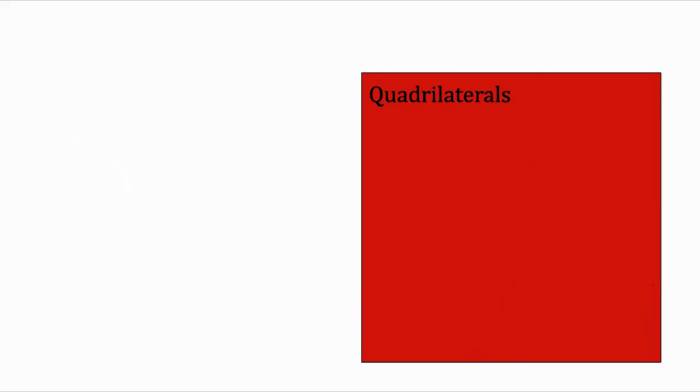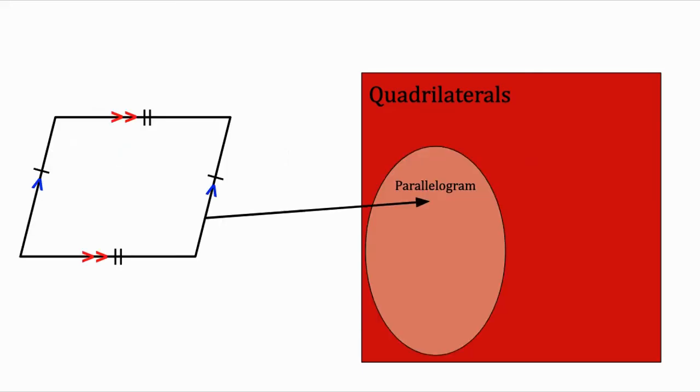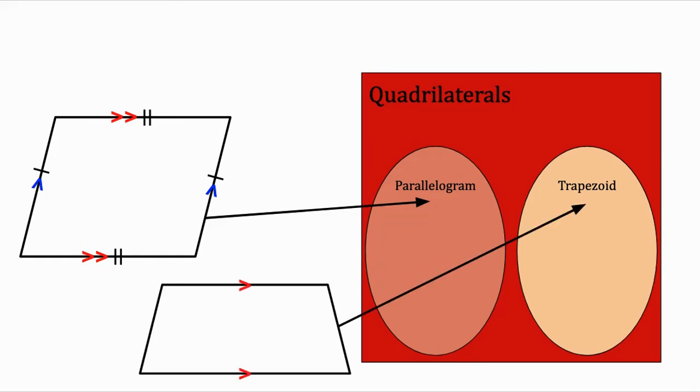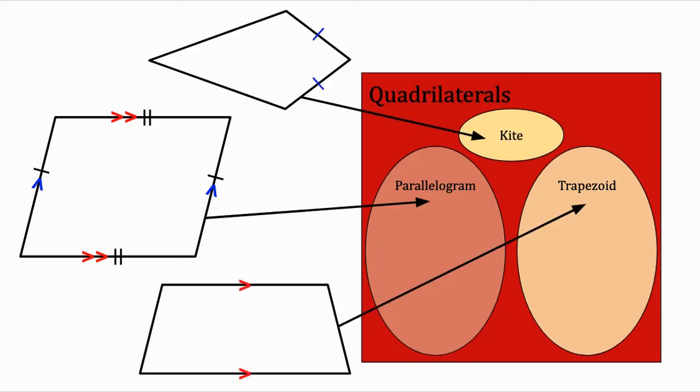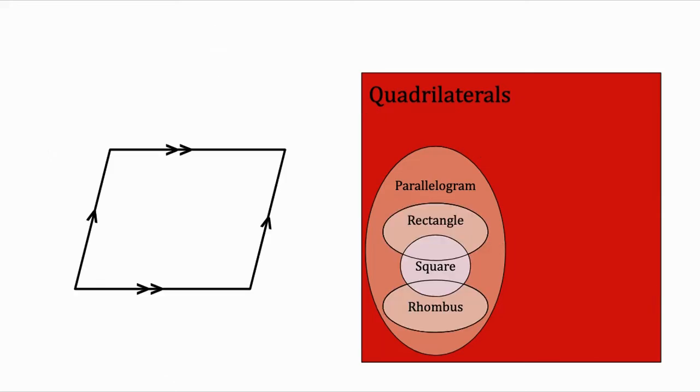Quadrilaterals can be classified by how many pairs of parallel sides they have. Parallelograms have 2 pairs of parallel sides, trapezoids have 1 pair of parallel sides, and kites have none. A kite is simply a 4-sided shape that has 2 pairs of adjacent side lengths that are identical. All parallelograms have 2 pairs of equal side lengths, so we include hatch marks.